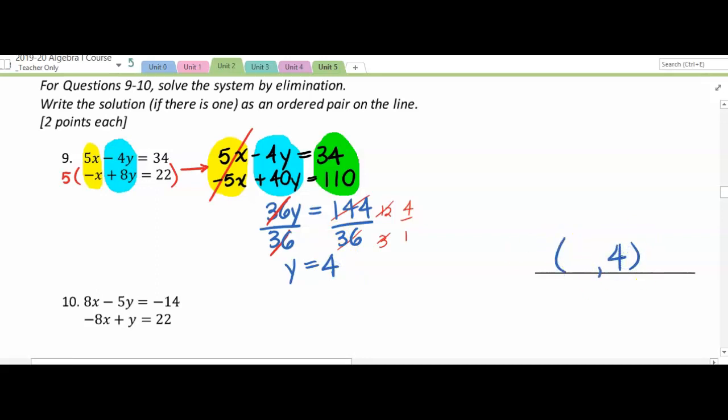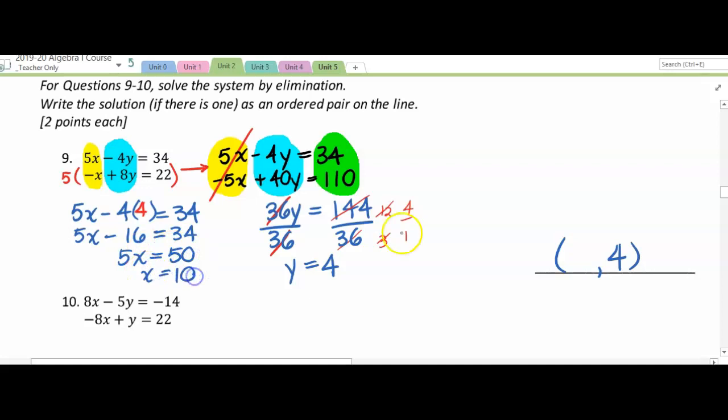y is 4. But I still need to figure out x. So I can take either equation, it doesn't matter which one. I'm going to start with the first equation. 5x minus 4y equals 34. I'm going to take out y and put in my new y, which is 4. 5x minus 16 equals 34. Adding 16 to both sides, 5x is 50, so x is 10.